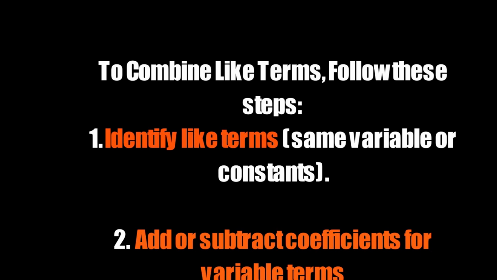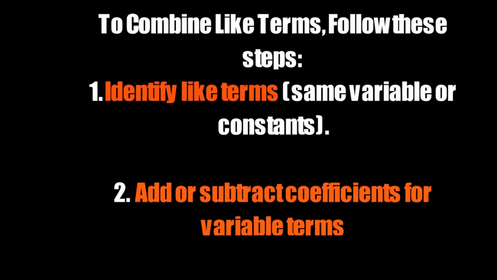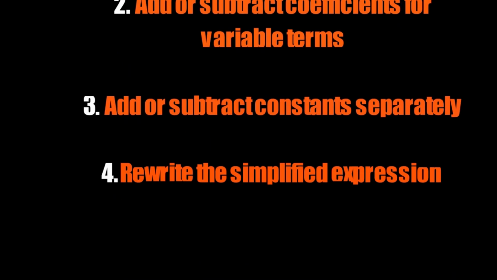To combine like terms, we must follow these 4 steps. Step number 1 is to identify like terms, same variable or constants. Step number 2 is to add or subtract coefficients for variable terms. Step number 3, add or subtract constants separately. And last step, rewrite the simplified expression.